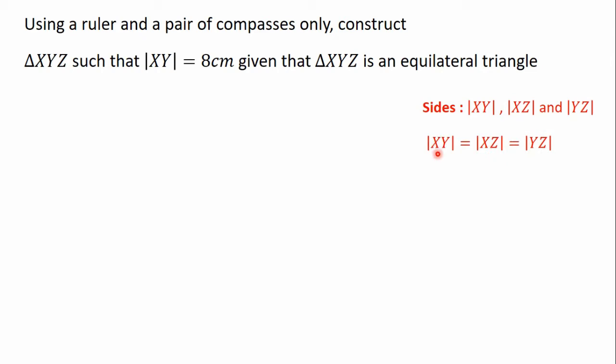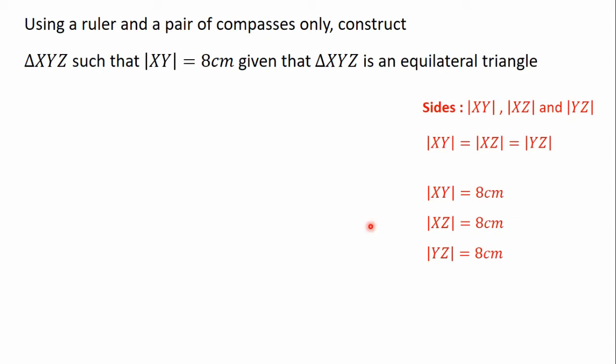So the length of the side XY is the same as the length of the side XZ and is the same as the length of the side YZ. In the question, we are told that the length of the side XY is 8 centimeters. So we can say that the length of the side XZ is also 8 centimeters and the length of the side YZ is also 8 centimeters. So we now have the length of all the sides of the triangle. We can construct it using a ruler and a pair of compasses only.